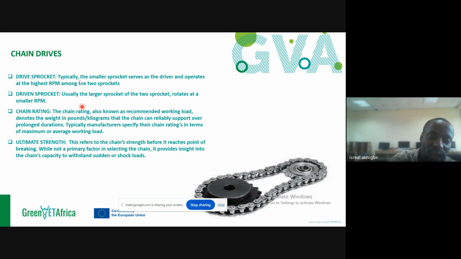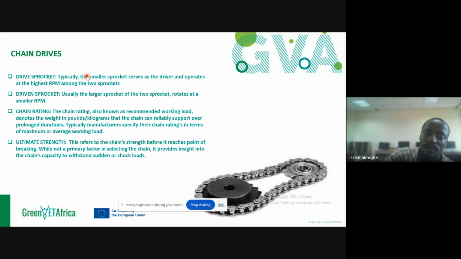Now, we're talking about chain drive, but just as you have belt and pulley working hand in hand, you will have sprocket working hand in hand with chain. You cannot have chain and pulley. No. You cannot have belt and sprocket. No, it is either chain and sprocket, or belt and pulleys. I repeat, chain and sprocket work hand in hand, then belt and pulleys work hand in hand.